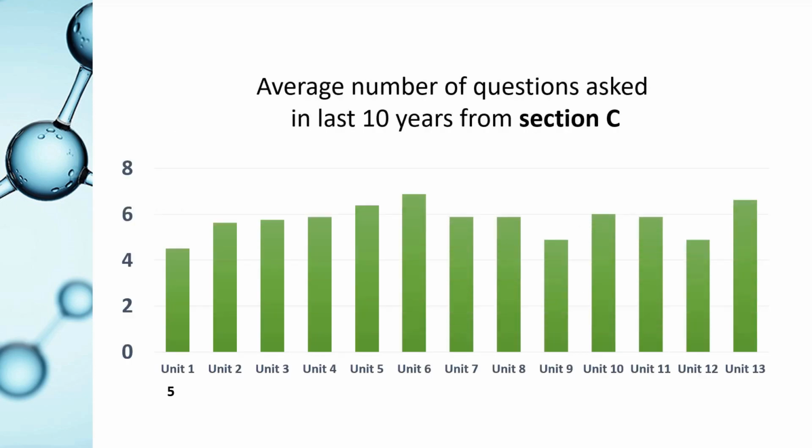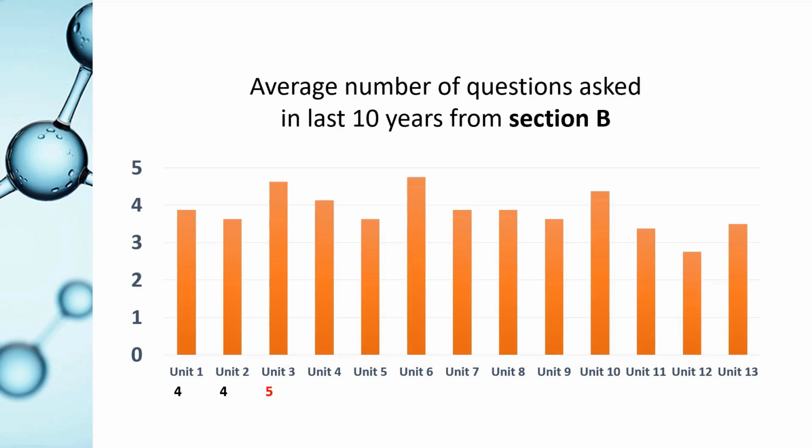On an average, 6 questions are asked from individual units in Section C. Therefore, all units are given almost equal weightage, however with time topics of interest vary. In Section B, each unit contributes 4 questions. However, most of the questions have been asked from molecular biology and plant physiology.